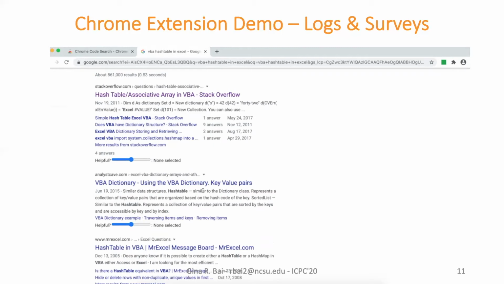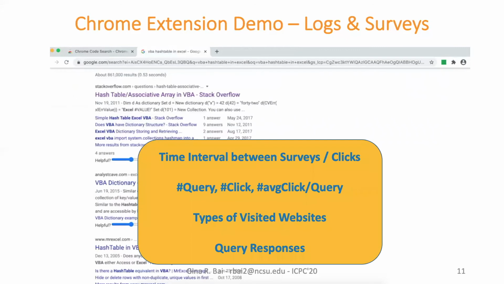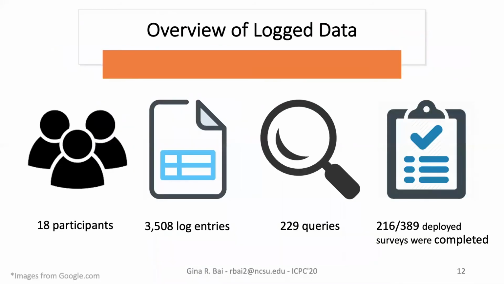The logs allow us to find the time intervals between surveys, the time interval between clicks, and we have the total number of queries, the number of visited results, and the average number of clicks per query. Overall, the 18 participants generated over 3,500 log entries, including 229 queries and 216 survey responses during the lab sessions.